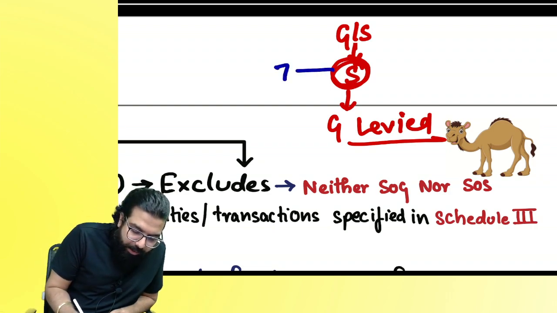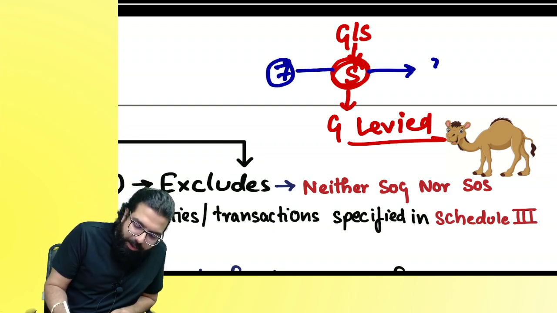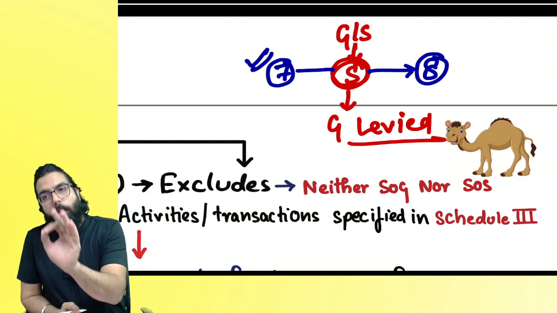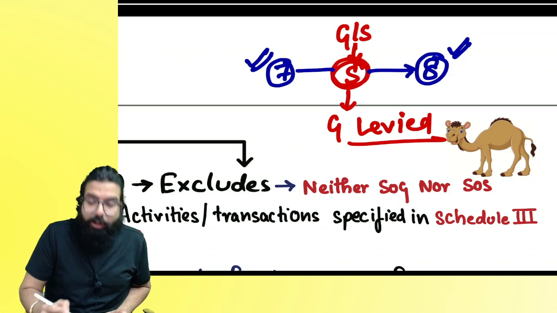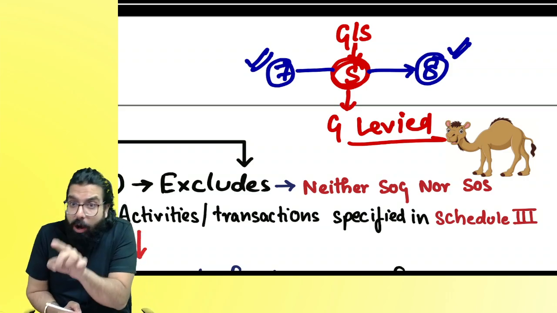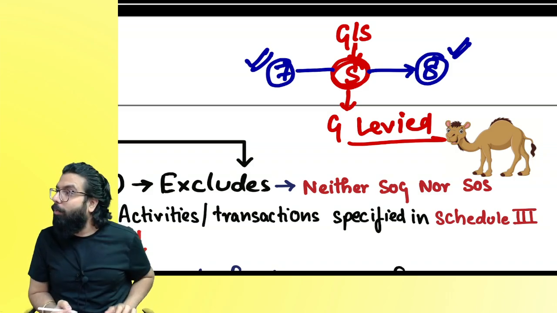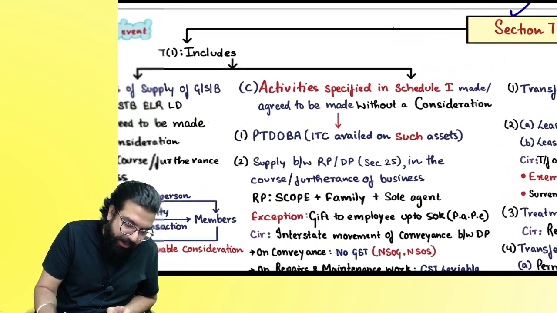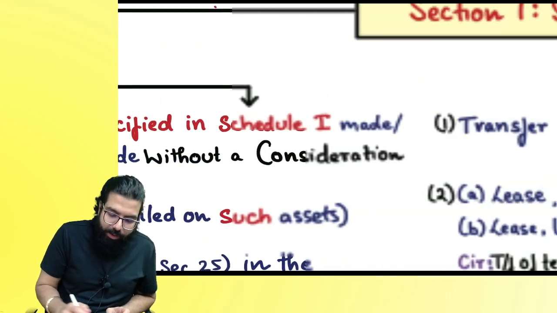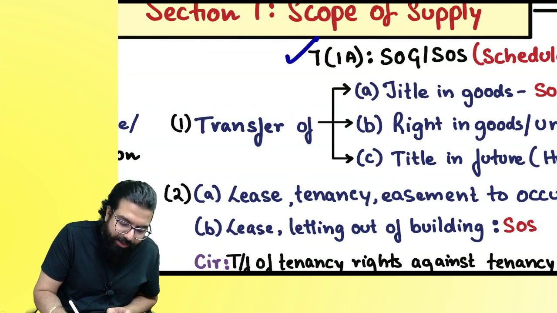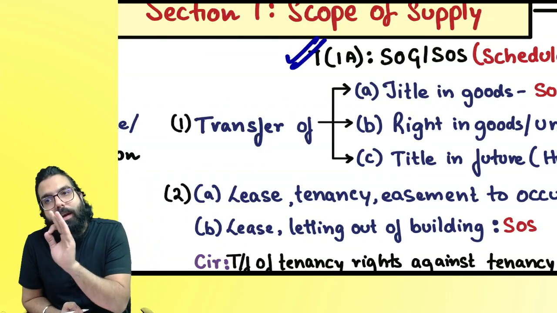Supply, section number 7 and section number 8. Section number 7 talks about the scope of supply. Section number 8 talks about composite supply and mixed supply, and how they will be taxed. Can we go ahead, everyone? In section number 7, we have subsection 1, subsection 2, and subsection 1A.